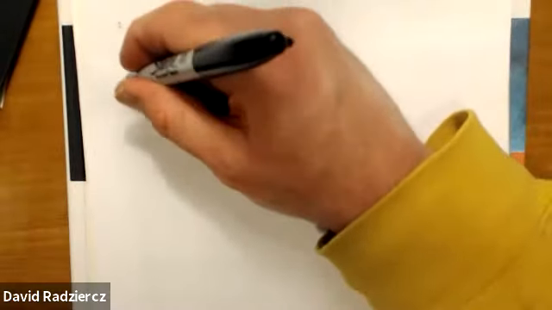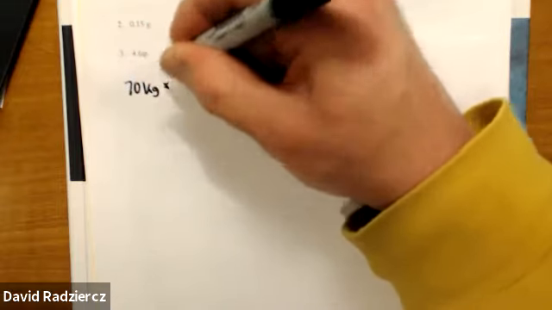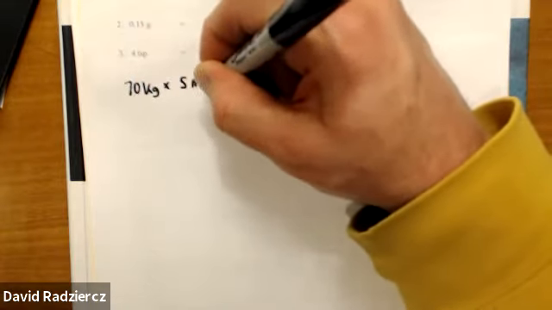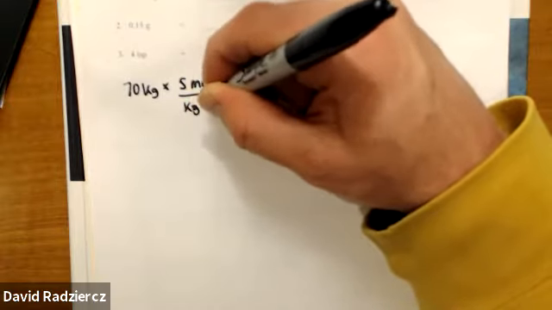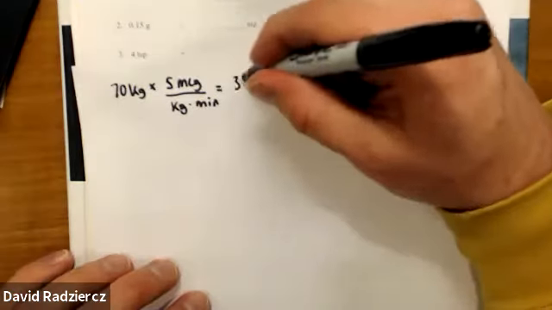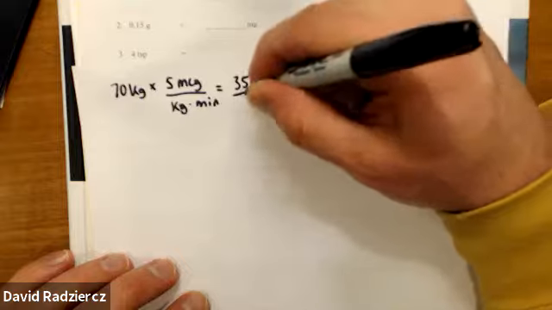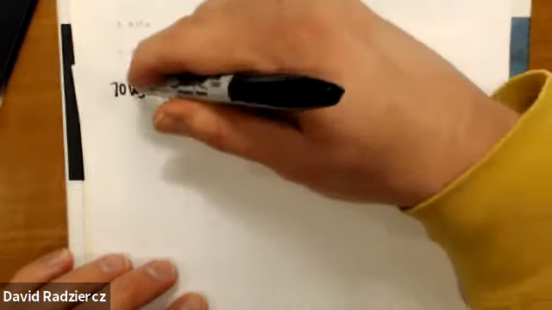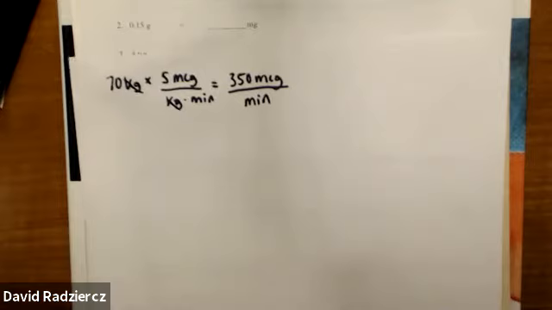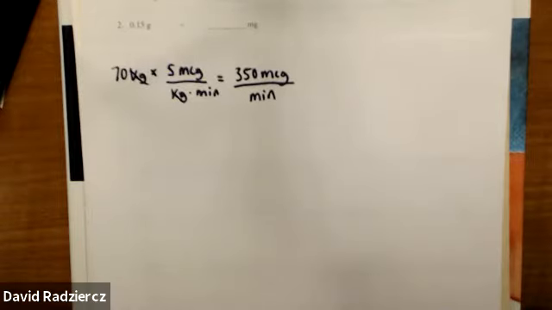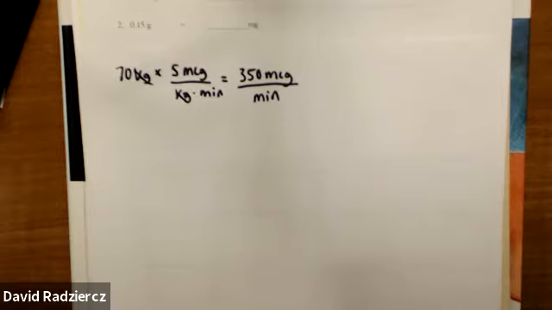So we have a 70 kilogram patient, and then that's times 5 micrograms per kilogram per minute. And then I believe that comes out to 350. Yeah, 350 micrograms per minute. So we got rid of kilograms. Now, you can actually convert minutes to hours at this point. You can also convert micrograms to milligrams at this point.